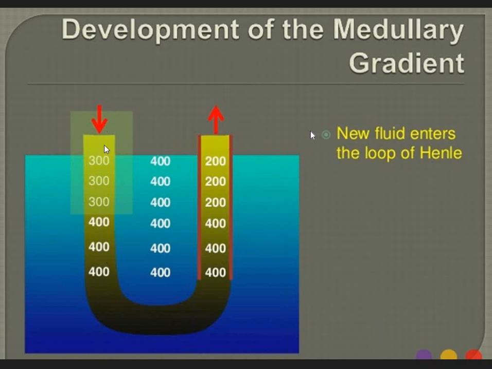With the entry of new fluid, you can see some amount of gradient being formed, isn't it? New fluid is 300 milliosmoles. The fluid which was present earlier of 400 is pushed down. It is pushed this side also, and the other one which was 200 is pushed up.